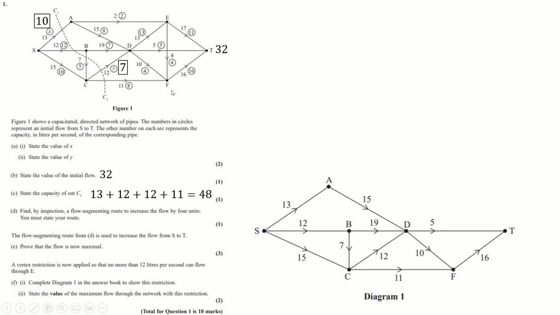So essentially, if the arc's going the wrong way, instead of increasing it, you decrease it, and it works out fine. So the route is S to C to D to F to E to T, and that'll be that done. Using this, prove this is a maximal.